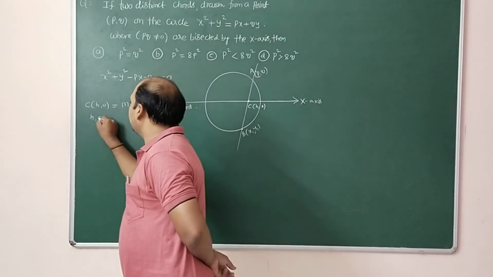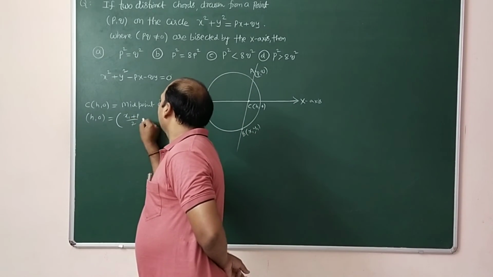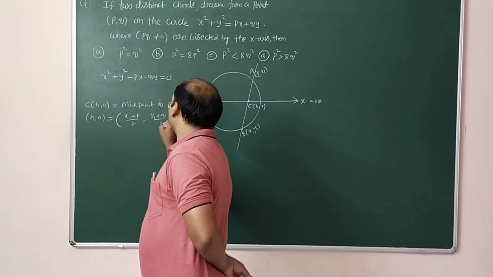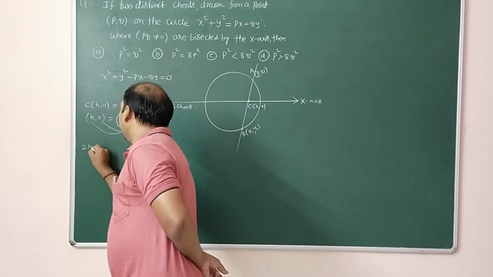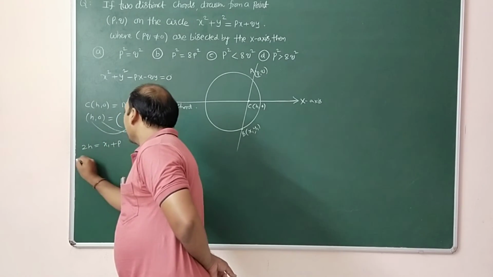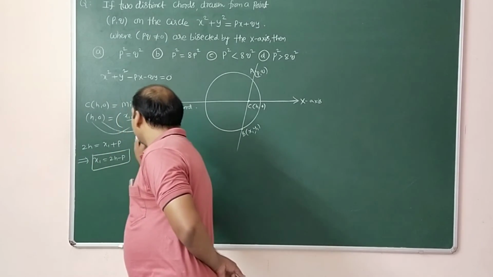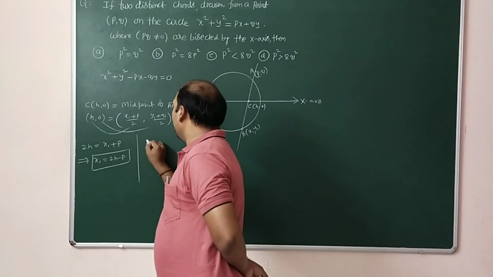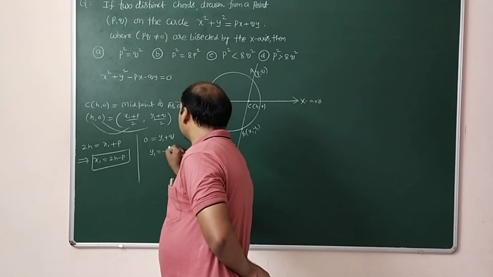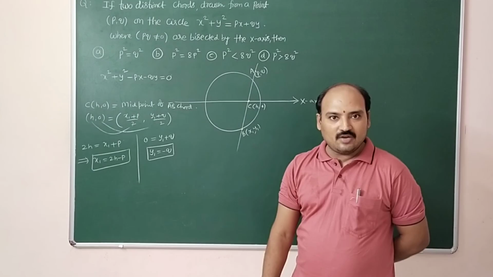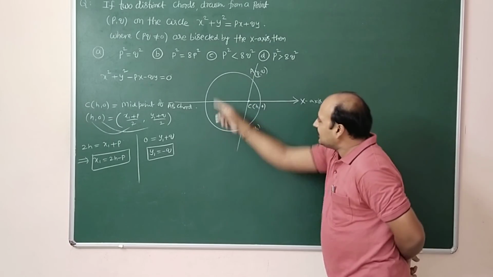So now (h, 0) = ((p + x1)/2, (y1 + q)/2). By equating x coordinates and y coordinates, 2h = x1 + p, which implies x1 = 2h − p. Similarly, cross multiplying, 0 = y1 + q, so y1 = −q. We got the x1 value and the y1 value. This point (x1, y1) is lying on the given circle, no?